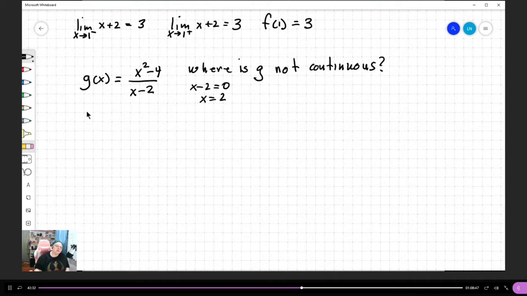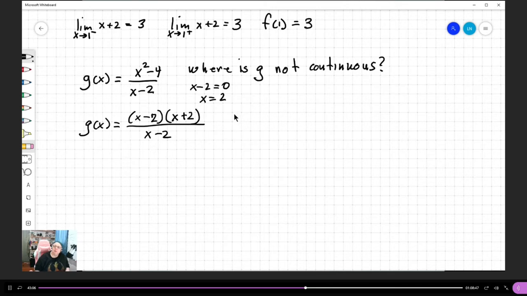I need to test the limit from the left and the limit from the right, and then show that the function is not defined there or defined as something different. Now because this is a rational function, before I take the limit, I have to reduce the fraction. So g of x is x squared minus 4, which is x minus 2 times x plus 2, over x minus 2. So that's going to be x plus 2, where x is not 2.